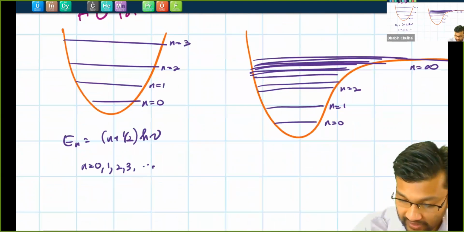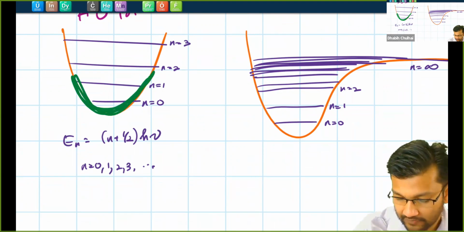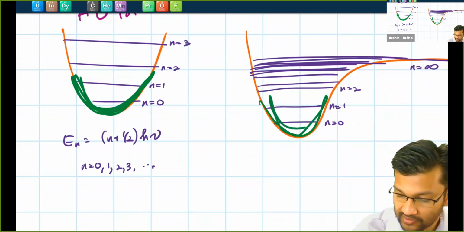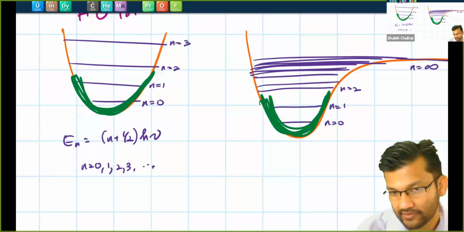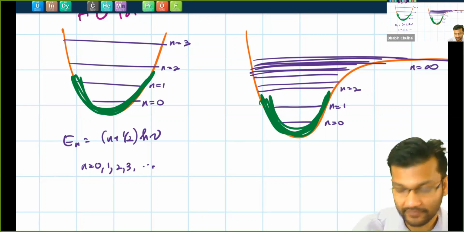But if you're looking at the area just on the bottom here, which is where most molecules live, in a very low energy state, then these two models are pretty identical, right? As you can see there, there's no difference. Or very, very little difference, if you will.